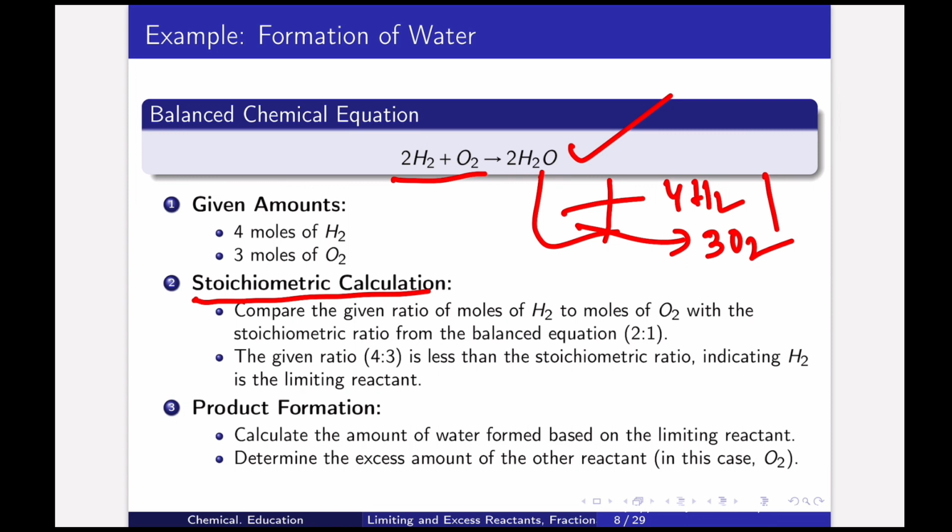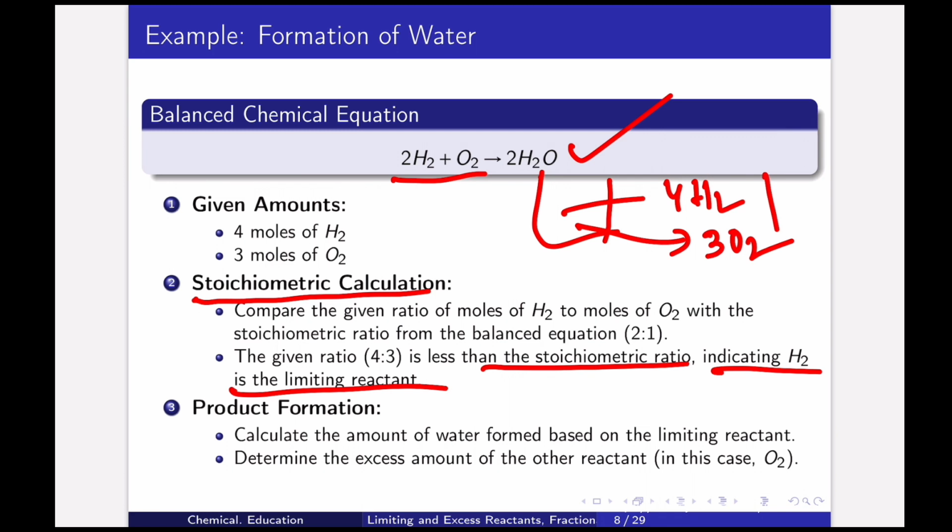So the given ratio 4:3 is less than the stoichiometric ratio, indicating H2 is the limiting reactant. If that ratio is less than the stoichiometric ratio, that will indicate H2 is the limiting reactant. So now, product formation. If we know the limiting reactant, that is 4 moles of H2, so H2 is the limiting reactant.